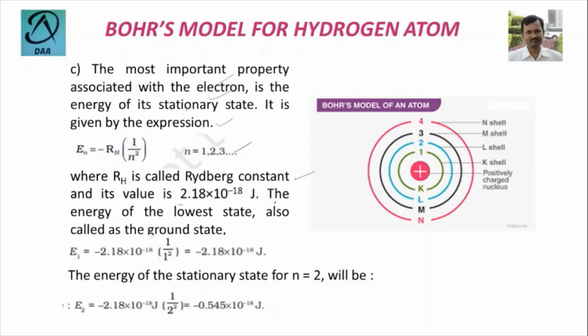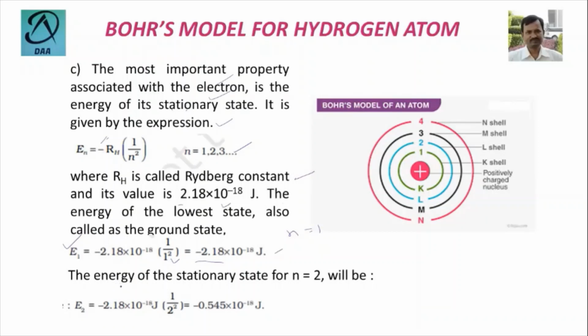So for the energy of the lowest state, when n is equal to 1, this n in the equation will be replaced by 1 in this calculation. Then E1 ultimately will be minus 2.18 multiplied by 10 to the power minus 18 J. Here one question will come: why is the minus sign there? That I will discuss at the end of the class.